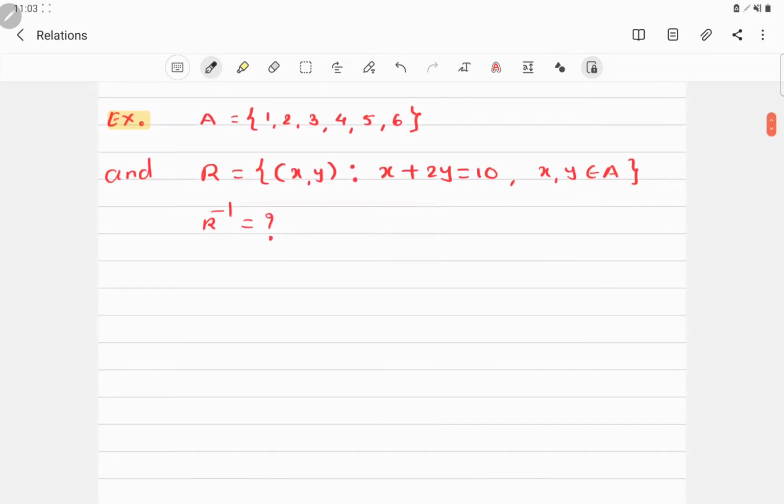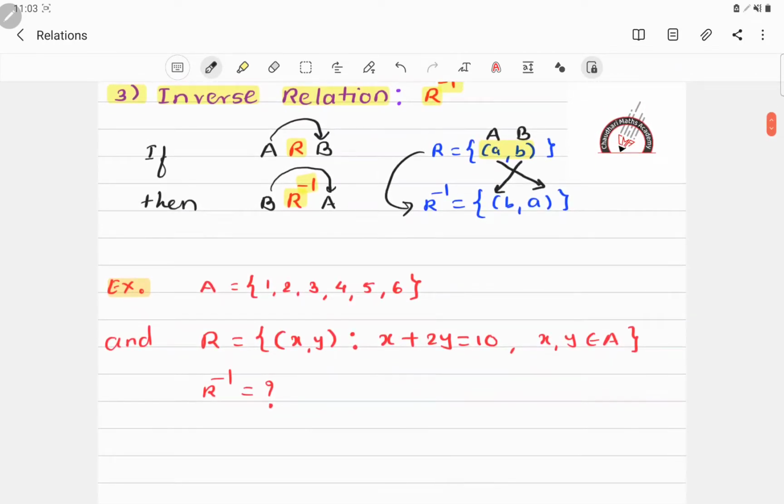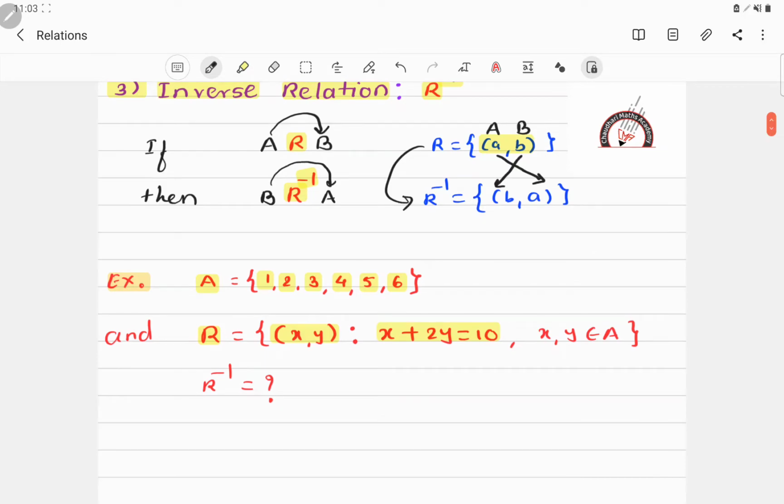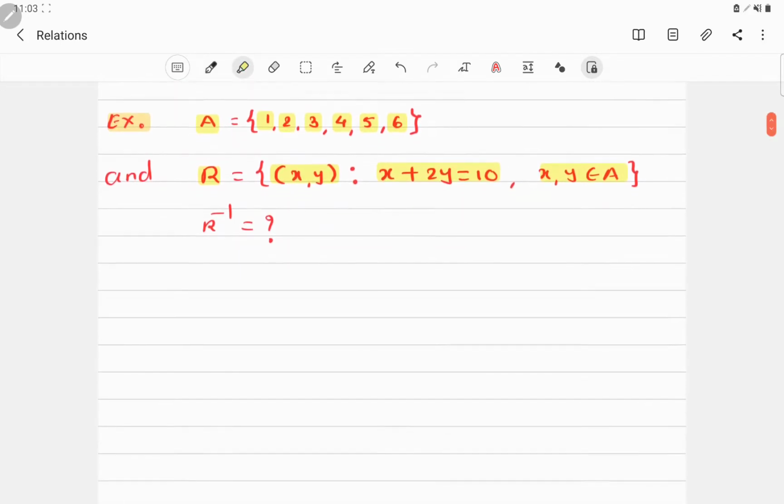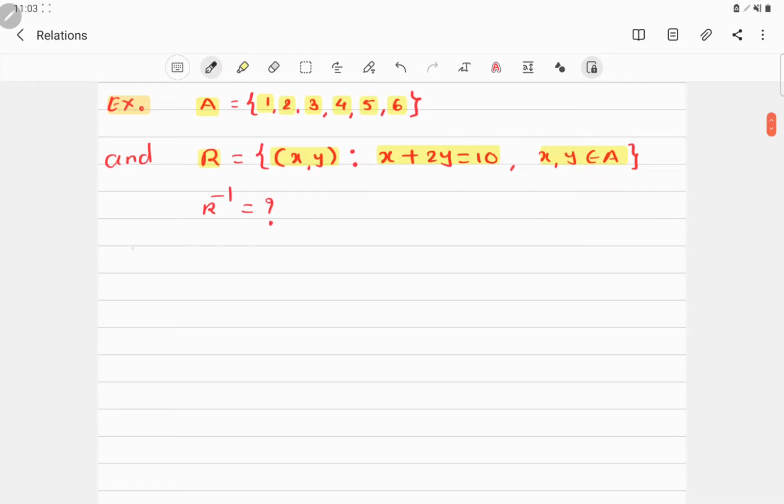So let's understand this concept of inverse relation using this example. Let's say this is the set A with the elements 1, 2, 3, 4, 5 and 6. Now this relation is with the ordered pair (x, y), and this is the formula given, which relates the two components x and y. So x + 2y = 10 is given, and x and y both belong to A. Then how do we find R inverse? Let me explain this in detail. This is the main relation which exists, x + 2y = 10.